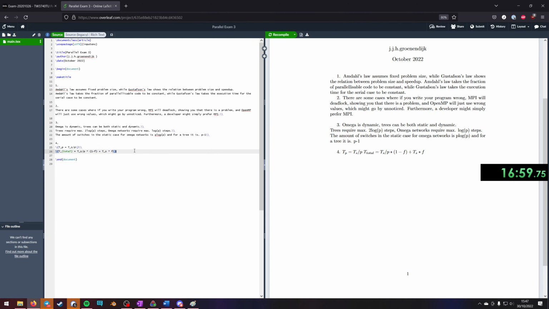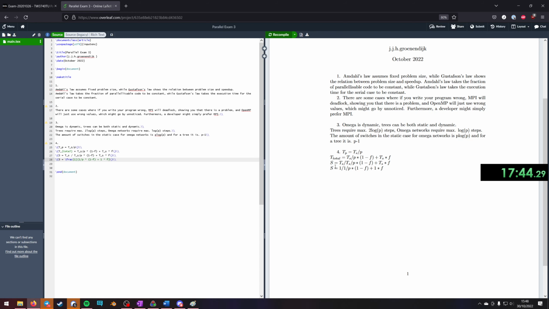Let me just add some things so that it's actually readable. You just need to calculate what f is, right? Yeah, which we can do using this. The speedup S is t_s over this entire thing. So if we divide out the t_s, we get 1 over this. I probably should put this in a fraction: frac 1, and then this entire thing.